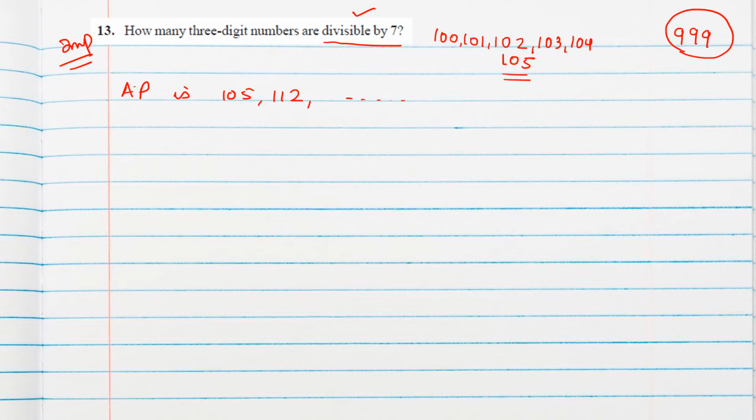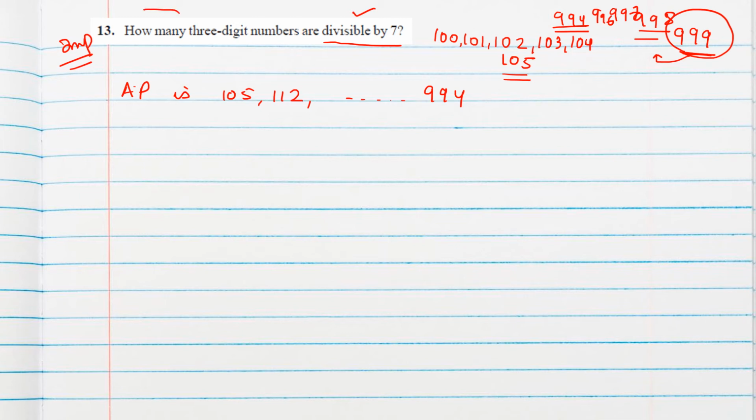Now, 999 is the last three-digit number. Is it divisible by 7? No. So we have to think of the previous number, 998. It is not divisible by 7 either. We can check 997, 996, 995, 994. So 994 is the last three-digit number which is divisible by 7. So we write here 994. This is an example of a finite AP because the numbers are finite.